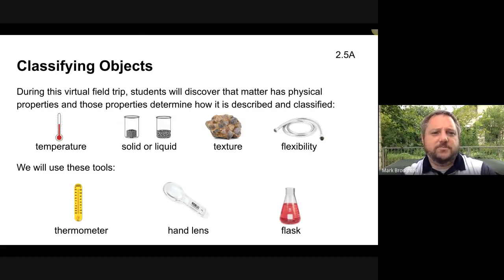Today's field trip is going to be about classifying objects. During this virtual field trip, students will discover that matter has physical properties, and those properties determine how it is described and classified. The properties we're going to explore today are temperature, determining whether a substance is a solid or liquid, texture, and flexibility. And while we explore these physical properties, we're going to use some tools: a thermometer, a hand lens, and a flask. So keep a lookout for those tools as we do today's field trip.